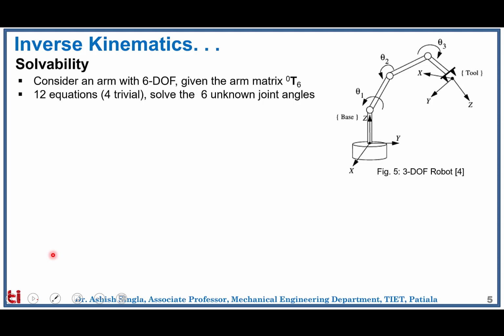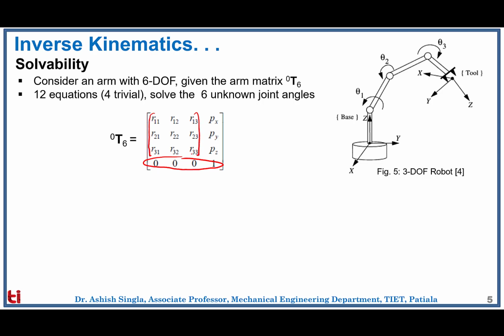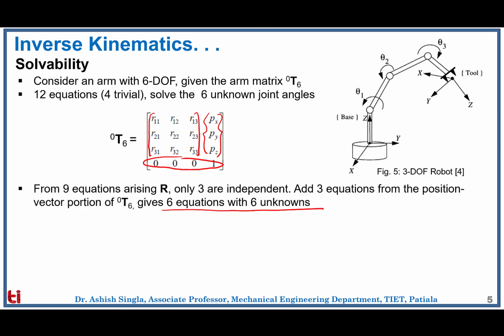So for any such transformation which represents the transformation from the tip to the base, there are basically 16 entries, and out of these 4 entries are trivial. So there are 12 equations and we have 6 unknowns in the form of theta 1, theta 2 up to theta 6 as the unknown joint angles. So out of 12 we know these 9 entries represent the rotation matrix, and out of these 9 equations only 3 equations are independent. So these 3 equations added with the 3 equations of tip position will lead to 6 equations in 6 unknowns, which represents a completely solvable system.